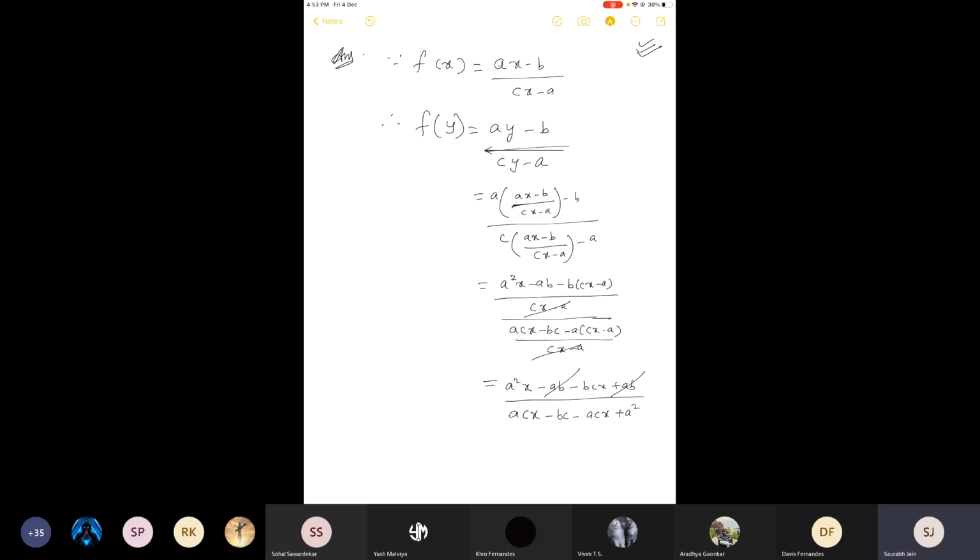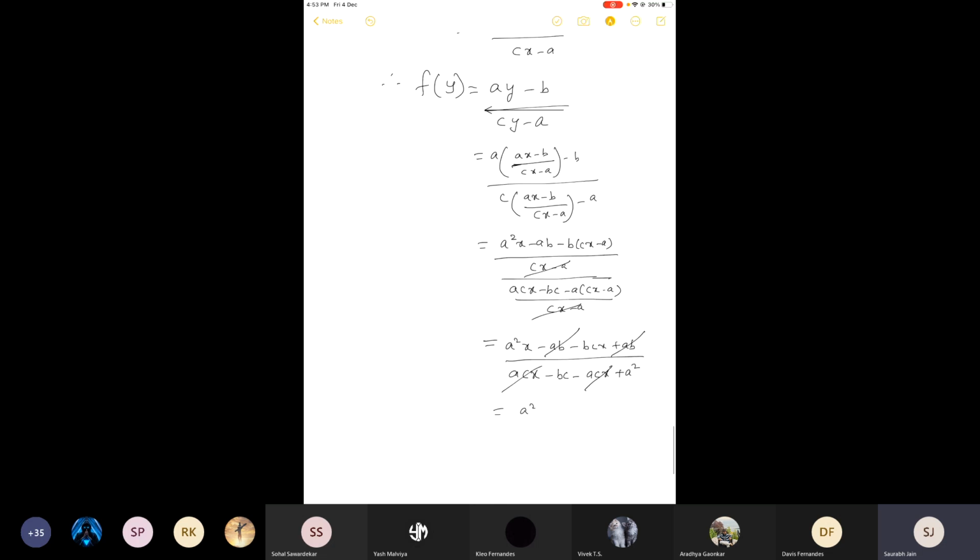So I think this gets cancelled. Acx gets cancelled. We are left with a square x minus b into cx upon a square minus b into c. Then last step, we take a square minus bc common, x is remaining, and a square minus bc will get cancelled from numerator and denominator, and that comes out to be x, and that is what we were supposed to prove. So these steps are of no use.